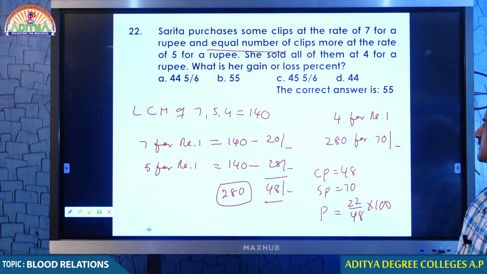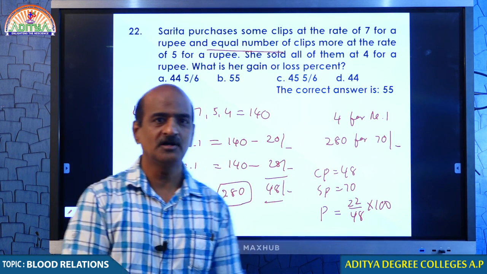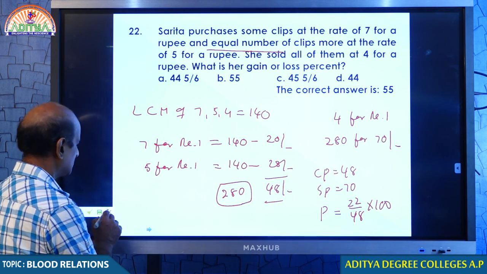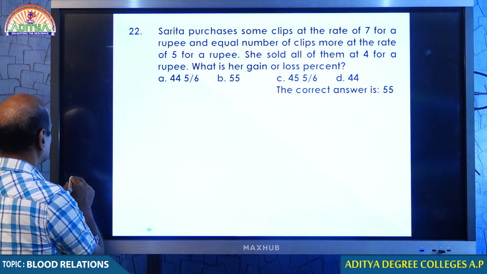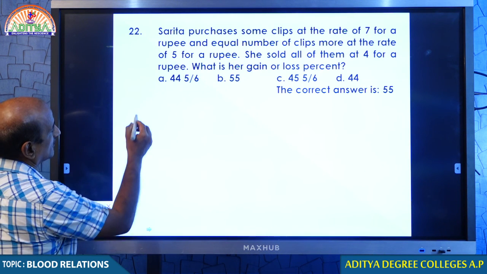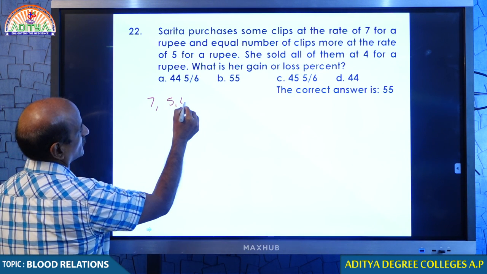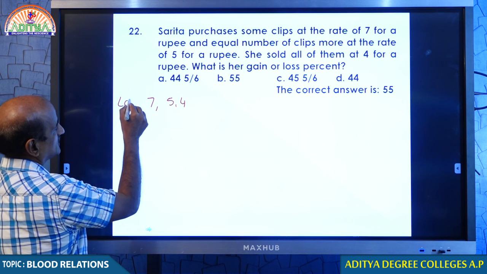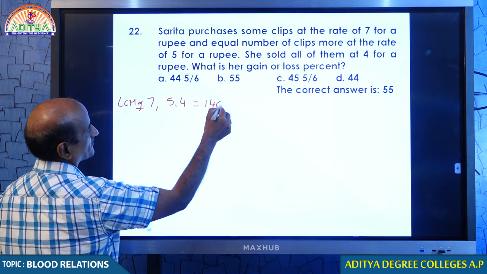I hope you understand, my dear students. What do you think? Did you not get this? How did you get that 140? Check it out, my dear students. Point number 1. 140 is the LCM of 7, 5, 4.